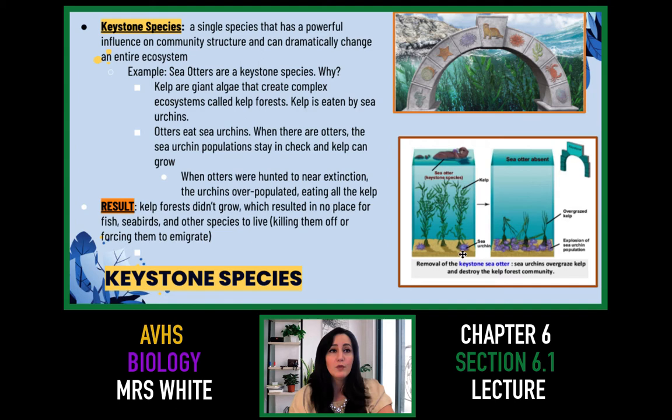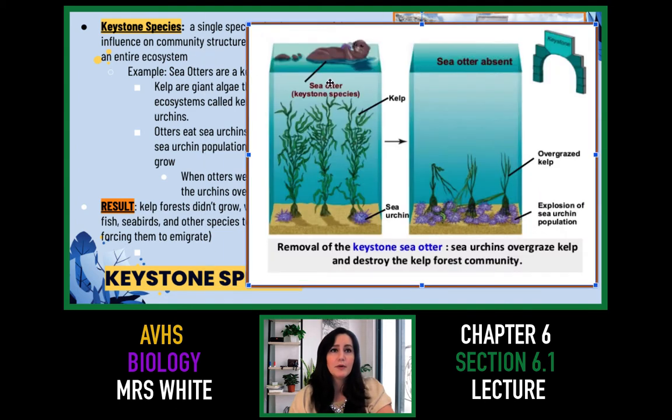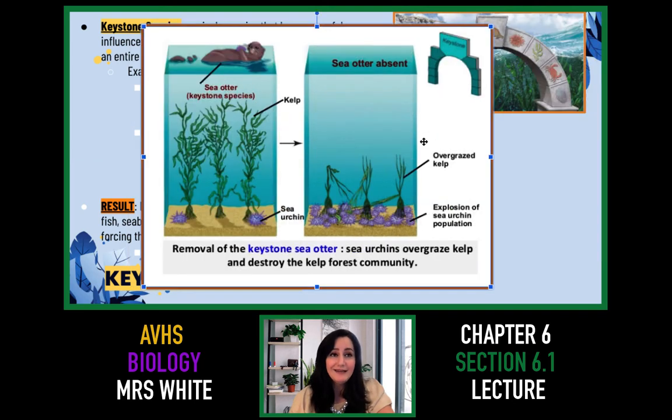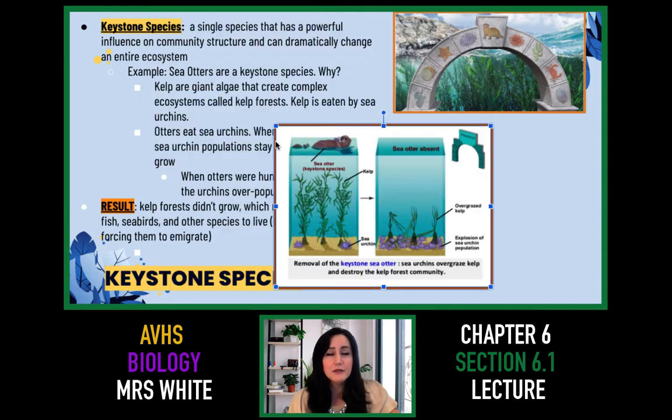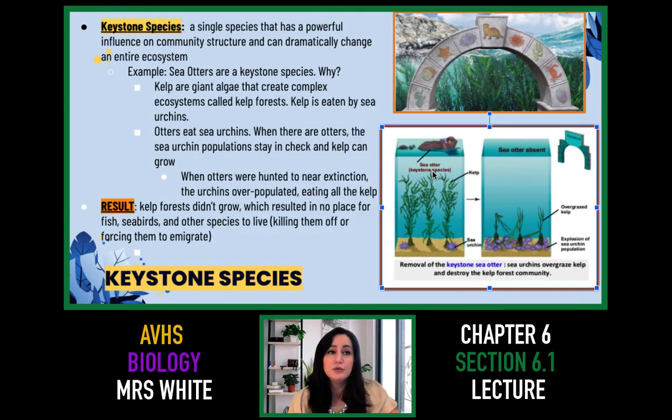And so that one otter species was hugely important to maintaining that huge ecosystem. We can see here on the left when it's in play versus on the right when it's absent. Once we remove that huge keystone in the center, everything else just collapses in on itself. So keystone species in themselves don't seem like a huge deal, but once we remove them, huge impact.